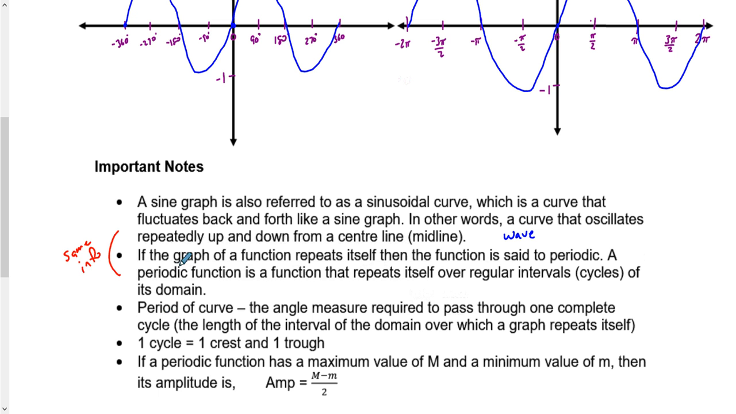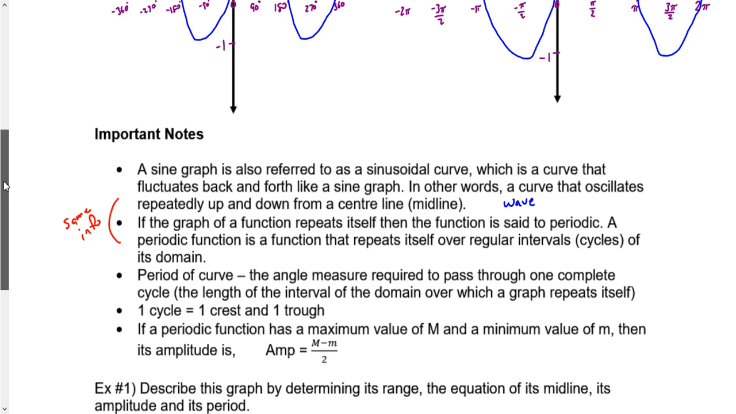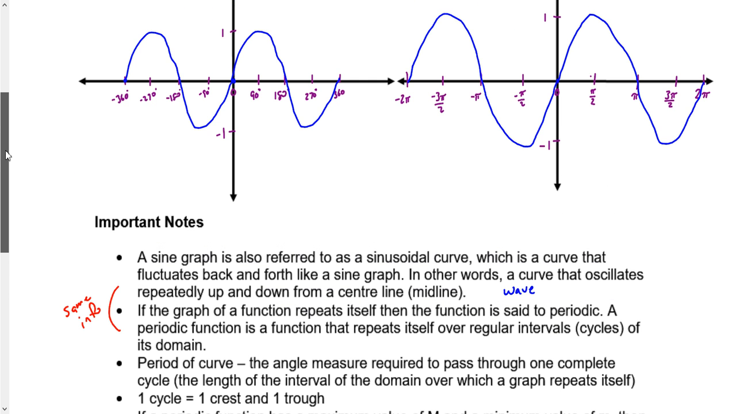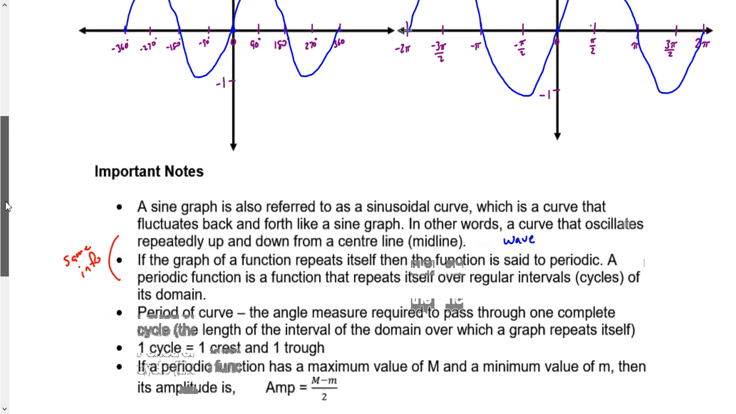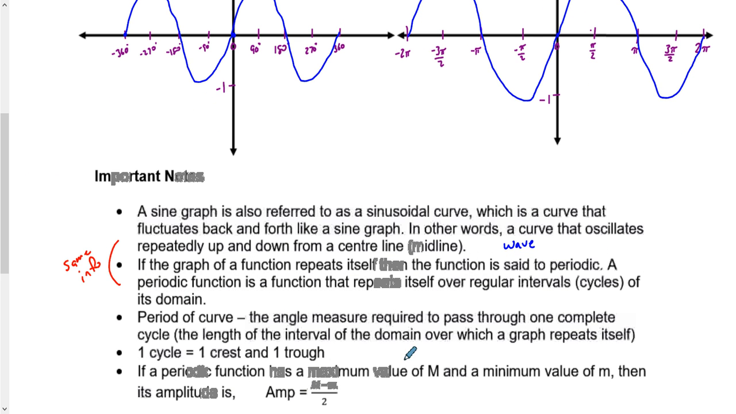Some key aspects to note, and we had talked about this in a previous section, that the period of a curve is the angle measure required to pass through one complete cycle. So the length of an interval over which a graph repeats itself. One cycle is one crest and one trough, one up and one down. If a periodic function has a maximum value of M and a minimum value of lowercase m, then its amplitude is max subtracting min divided by 2.